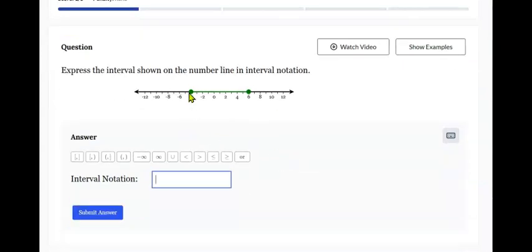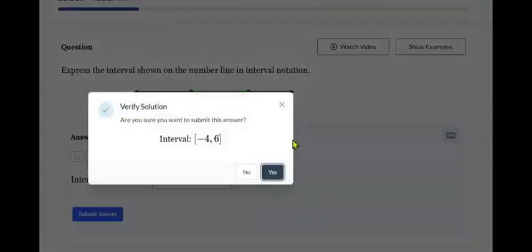In this one here, I'm between -4 and 6. Both circles are solid, so I choose 2 brackets. -4 is the least, after the comma is the greatest.